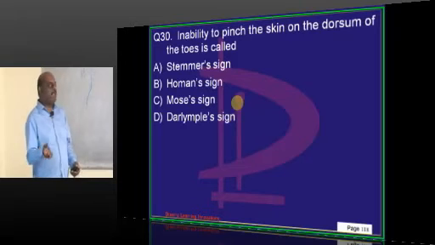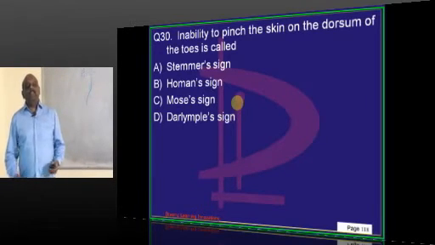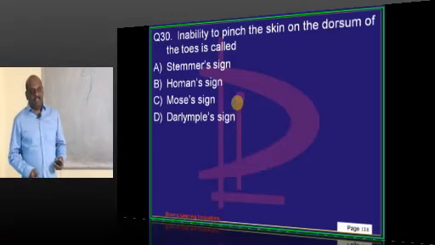Inability to pinch the skin on the dorsum of the toes is called as. Basically this depends on your elimination skills.